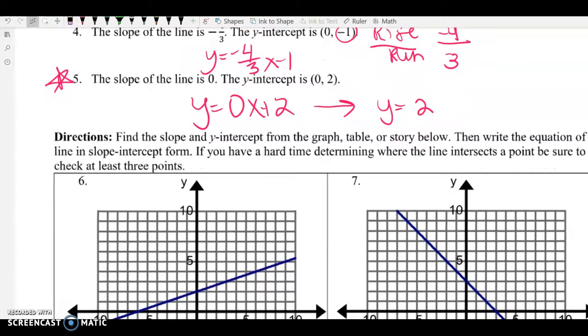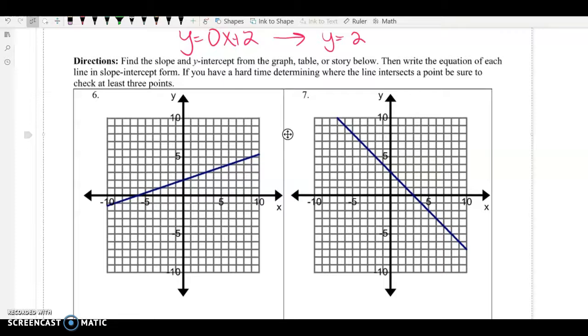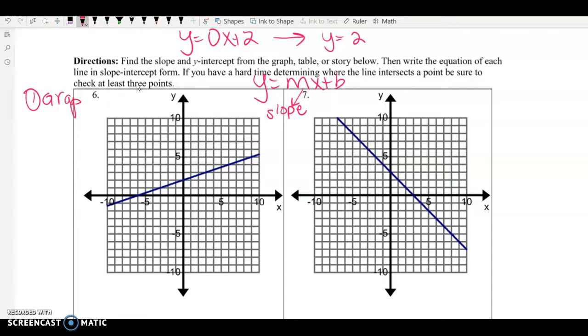So in this next section, it says find the slope and y-intercept from the graph, table, or story below. Then write the equation of each line in slope-intercept form. If you have a hard time determining where the line intersects a point, be sure to check at least 3 points. Okay, so let's remember, slope-intercept form is y equals mx plus b. Well, my m is my slope. We learned in chapter 2 there are really 3 ways we can find slope. We can find the slope from a graph with rise over run. Okay, we can find the slope through 2 points, doing y2 minus y1 over x2 minus x1, or we can find the slope through the rate of change in a table.